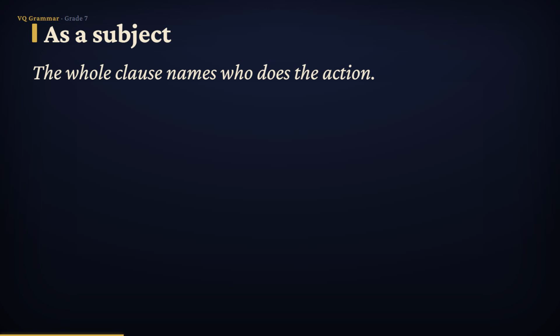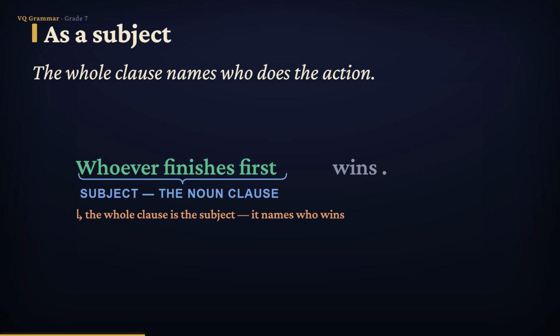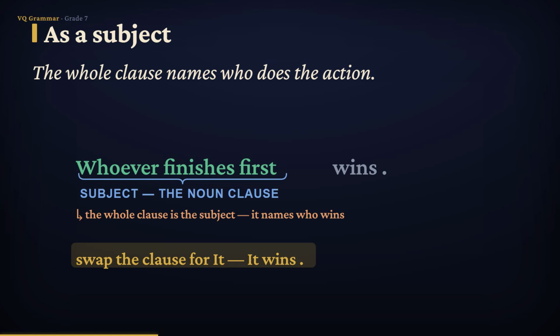Look at this sentence. Whoever finishes first wins. What is the subject here? It isn't a single word. The entire clause, whoever finishes first, is the subject. It names who wins. If you bracket that noun clause, you can see the whole thing works as one subject. And here's a neat proof. Swap the clause for the word it, and you get it wins, which still works perfectly.